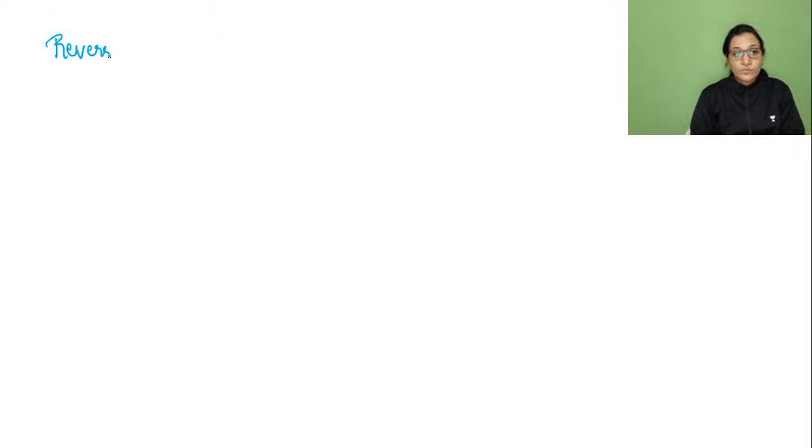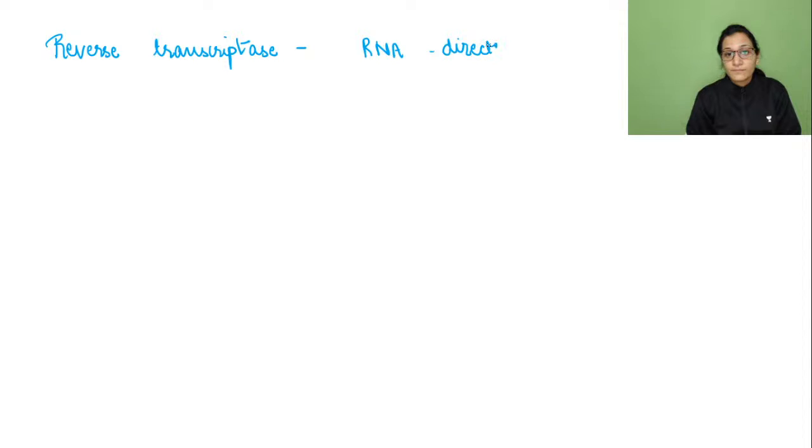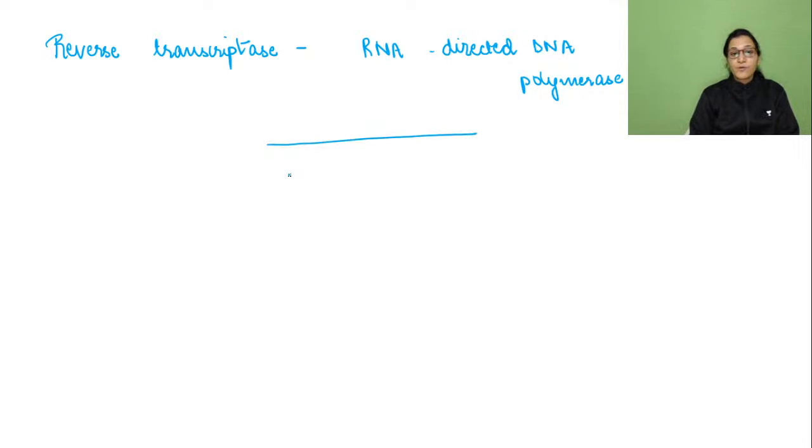So reverse transcriptase has one more name, that is RNA directed DNA polymerase. It is going to make DNA from an existing RNA strand. So let us write its name. It is RNA directed DNA polymerase, and it synthesizes DNA from RNA. If this is the RNA strand, it is going to make a DNA strand from the RNA strand.